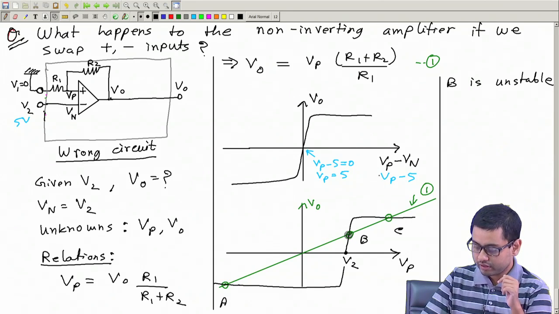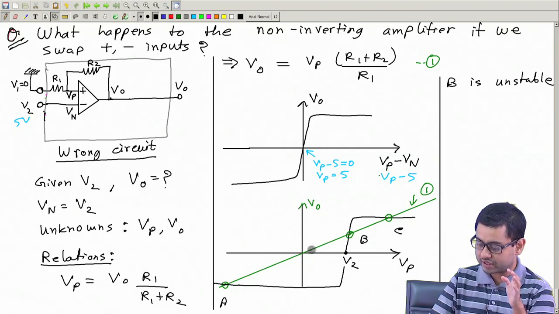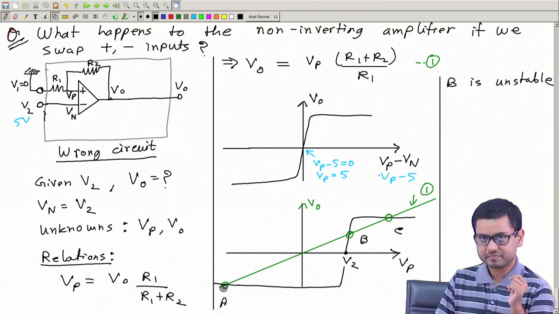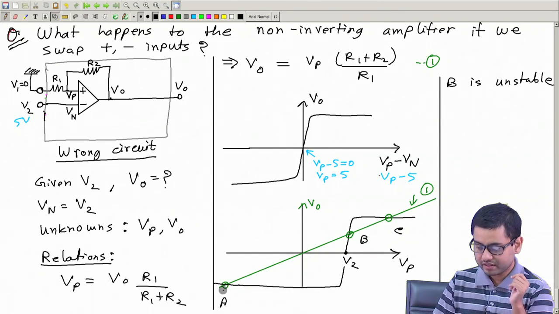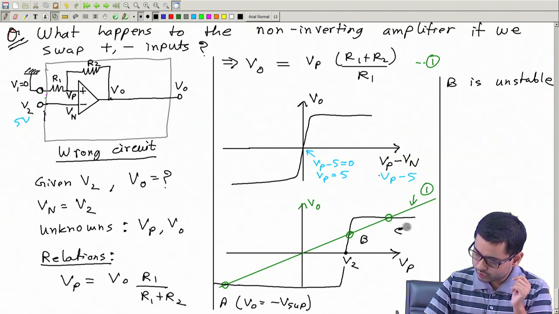Similarly, if we go a bit towards the left with a decrease of VO, then at this point the op amp will try to reduce its output further, so we will move further down or towards the left and come here. So point B is unstable. So we will have the solution A or C. If we are at point A, then the output will be minus V supply. So at this point we have VO equal to minus V supply. Here we will have VO equal to plus V supply.